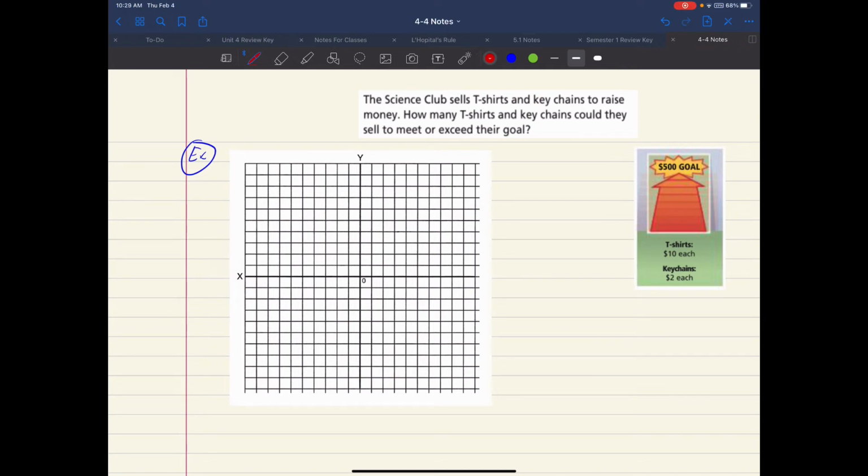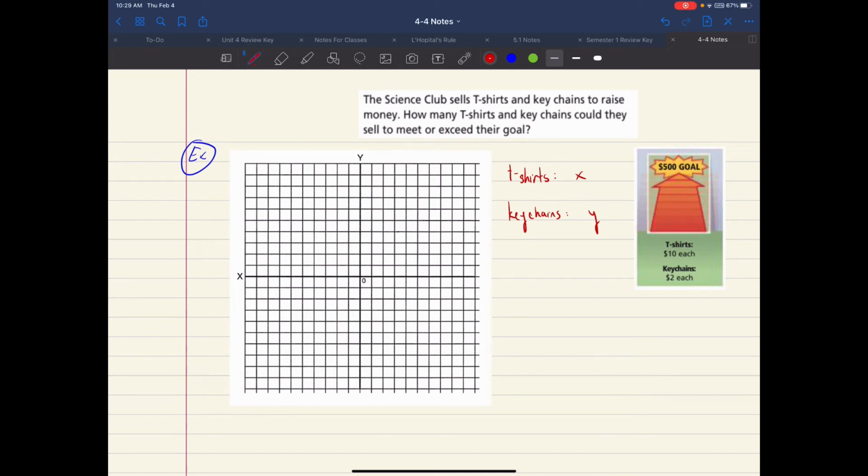Now it doesn't matter which variable you assign to each thing. So you would have two variables. I'll do that first. I'm going to define these. So the t-shirts I'll use with X, and the keychains will be Y, and we have a $500 goal.